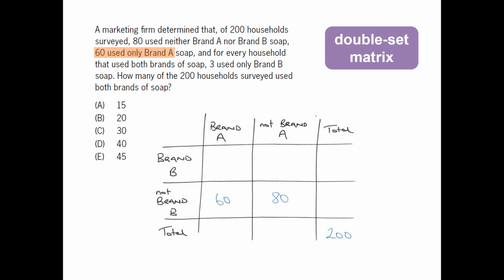Now we can see the other advantage of the double set matrix. The rows and the columns are going to add up. So this 60 plus 80 is going to equal this box over here. That makes it 140. And that means that we've got 140 households that didn't use brand B soap. So how many households did use brand B soap? That's another sum. The box above plus 140 equals 200. That's 60. So far, so good.